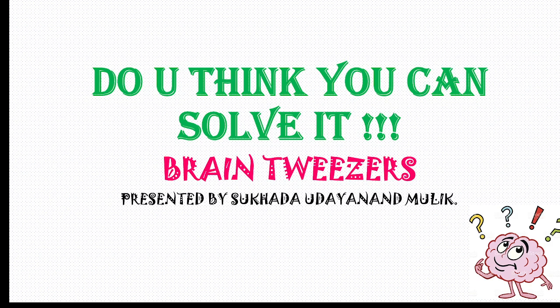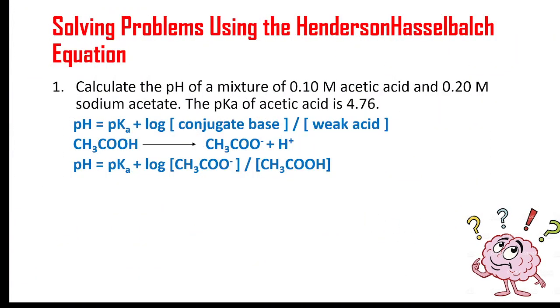So, do you think you can solve it? Let's see. All of you know the Henderson-Hasselbalch equation. So, let us solve some problems using the Henderson-Hasselbalch equation. First problem: calculate the pH of a mixture of 0.1 molar acetic acid and 0.2 molar sodium acetate. The pK of acetic acid is 4.76.